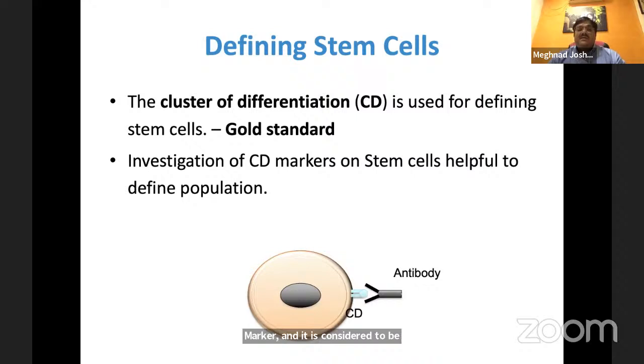And every stem cell, depending upon the source, expresses different CD markers, which I'm going to show you in the coming slides. In simple words, every cell has a CD marker, and you define an antibody which has a fluorochrome, and then you will be able to identify these cells either with fluorescent microscopy or bright field microscopy, or more sophisticated instruments such as a flow cytometer. So you will be able to identify the cells.